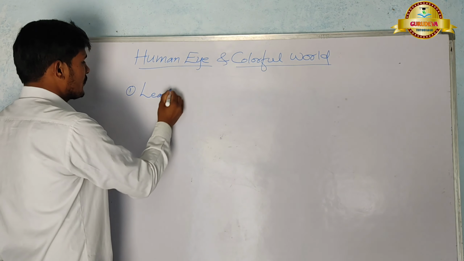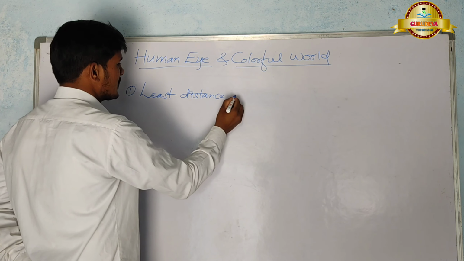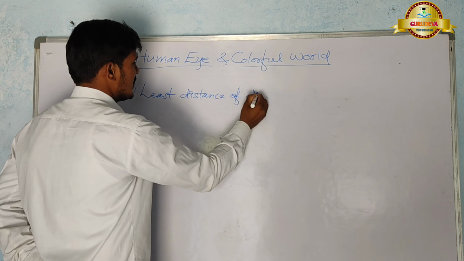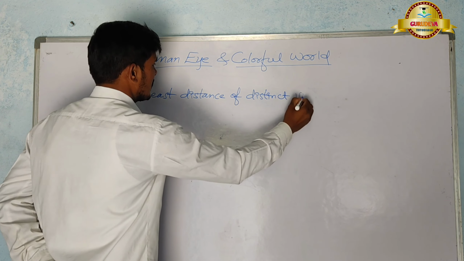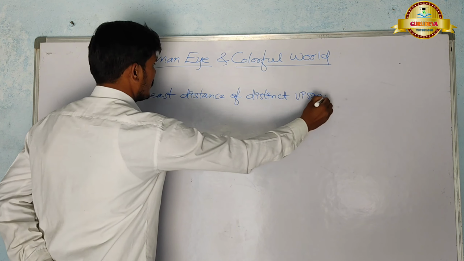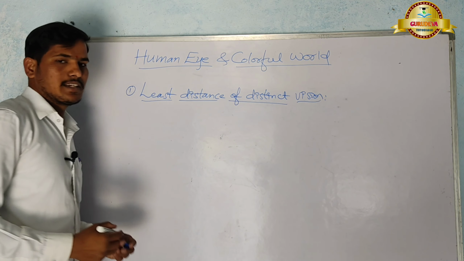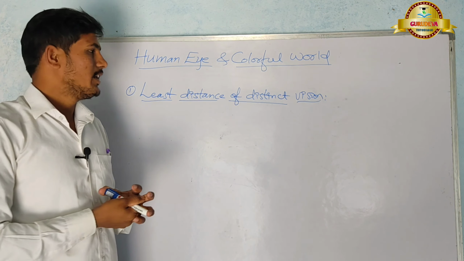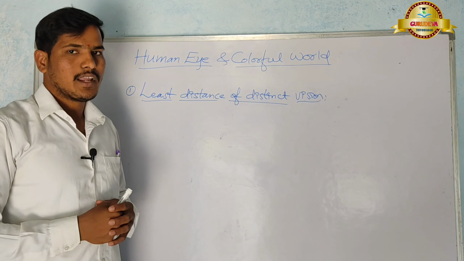Okay, next concept is least distance of distinct vision. Least distance of distinct vision. Okay, what is the meaning of least distance of distinct vision? We understand this concept by doing an activity.